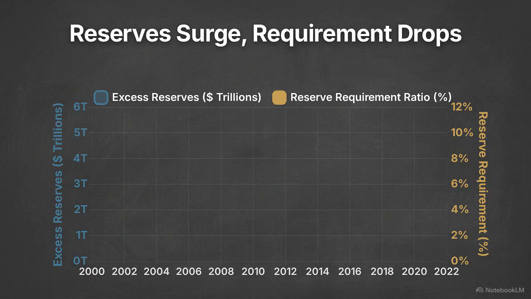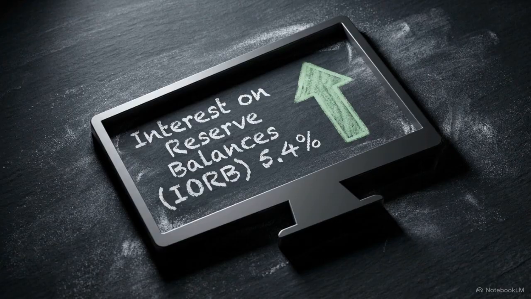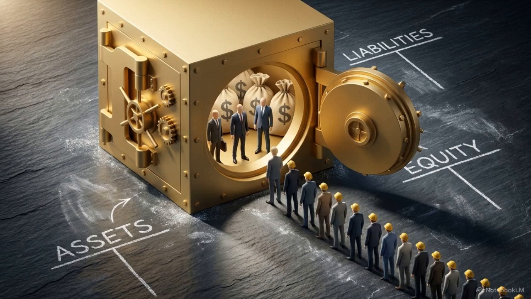The dynamics of this reserve system shifted significantly following the 2008 financial crisis. Through quantitative easing, the Fed flooded banks with trillions in excess reserves, establishing what is known as the ample reserves framework. This flood of liquidity made the reserve requirement ratio obsolete, eventually leading the Fed to drop it to 0%. Without a quantity-based requirement, the Fed now manages lending by adjusting the price of money through the interest on reserve balances, or IORB. By offering a high, risk-free IORB rate, the Fed incentivizes banks to hold reserves in the clearing system rather than lending them into the economy.